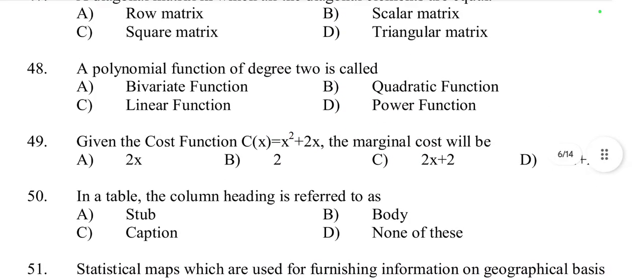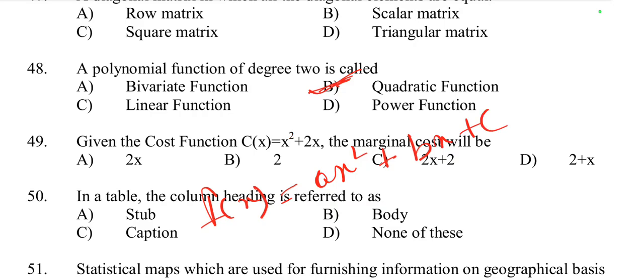Then question number 48. A polynomial function of degree 2 is called bivariate function, quadratic function, linear function or power function. It is called a quadratic function. If the degree is 2, it is a quadratic function, that is, suppose f(x) is equal to ax² + bx + c, this type of situation.